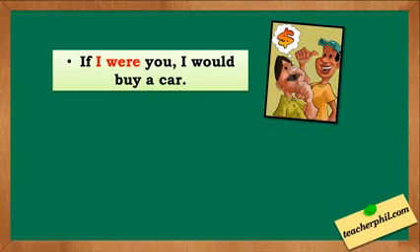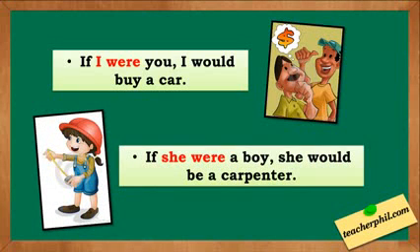Another example: If I were you, I would buy a car. The if clause here is if I were you. The main clause is I would buy a car. If she were a boy, she would be a carpenter. The if clause is if she were a boy. She would be a carpenter is our main clause.